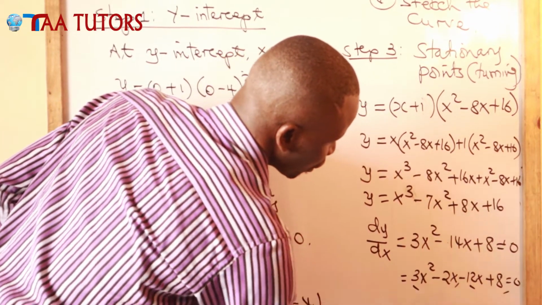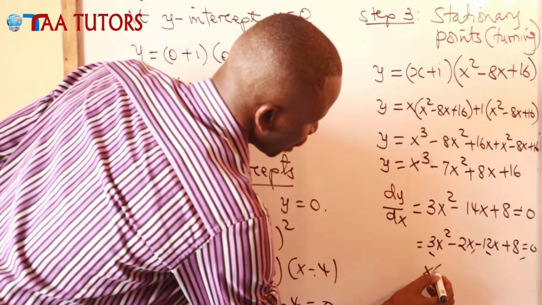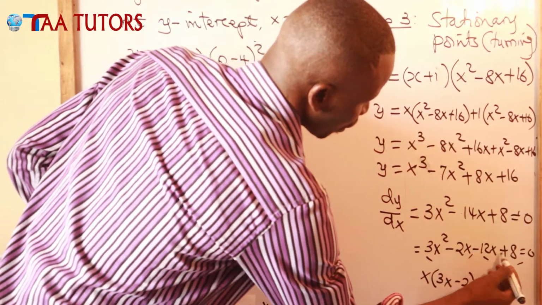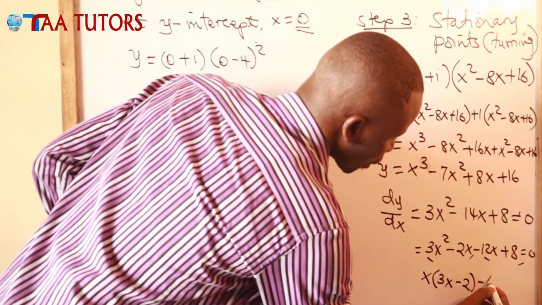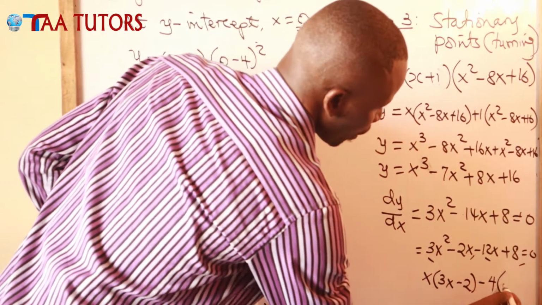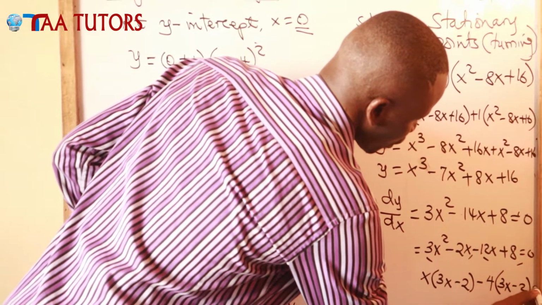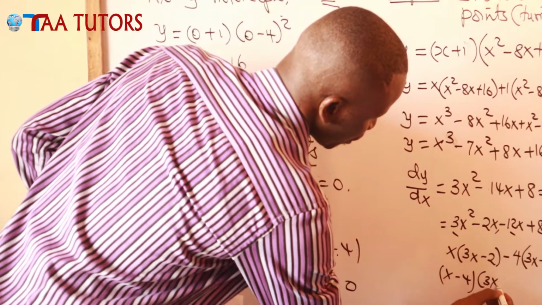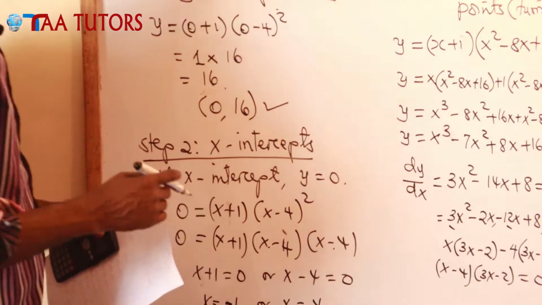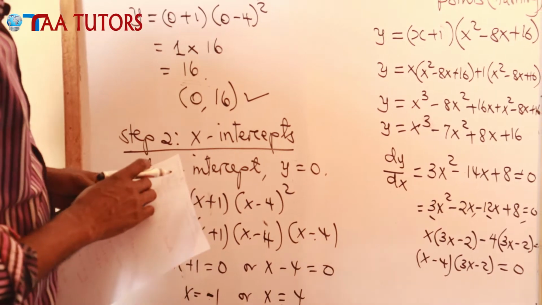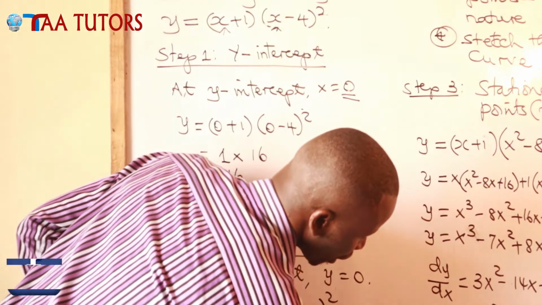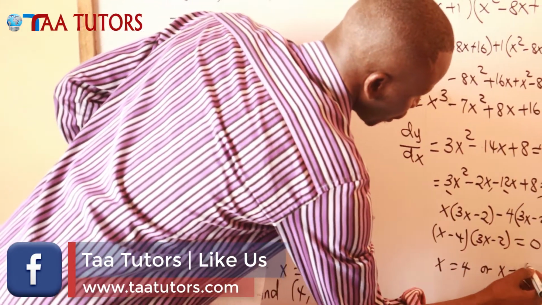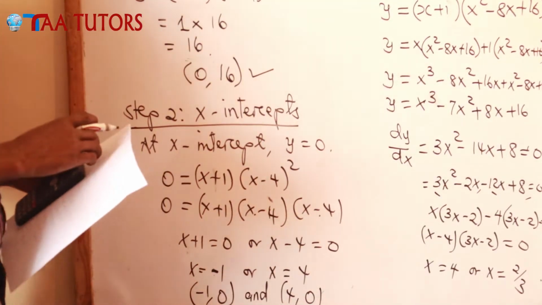And if I factorize this, what's common here is x. Say x into (3x minus 2) minus, what is common here is 4, so I'll take 4 into (3x minus 2) equals 0. So this will be (x minus 4) into (3x minus 2) equals 0. So when we solve for x in this case, we'll get x equals 4 or x equals 2 over 3. Those are the values of x, viewers.